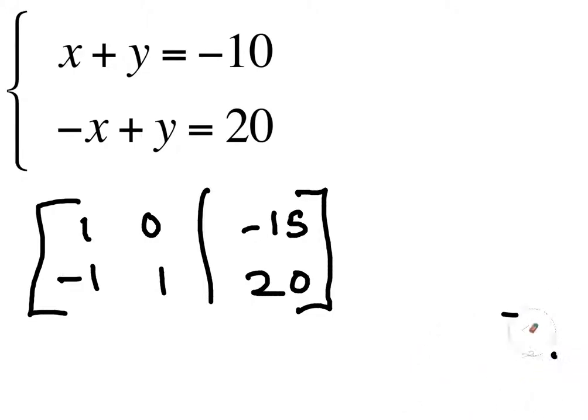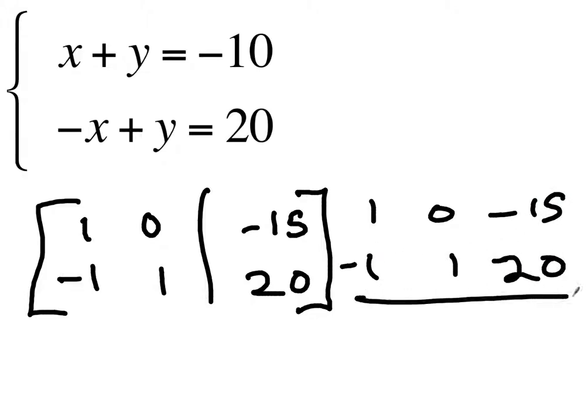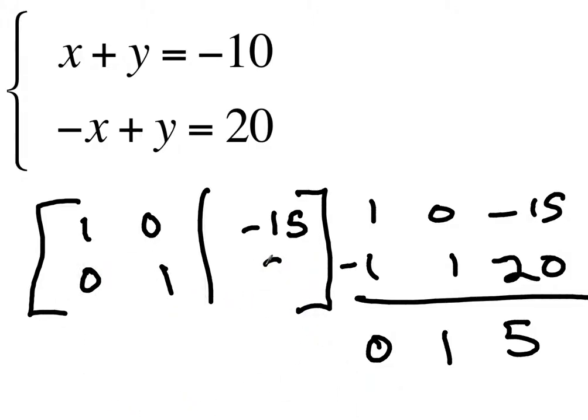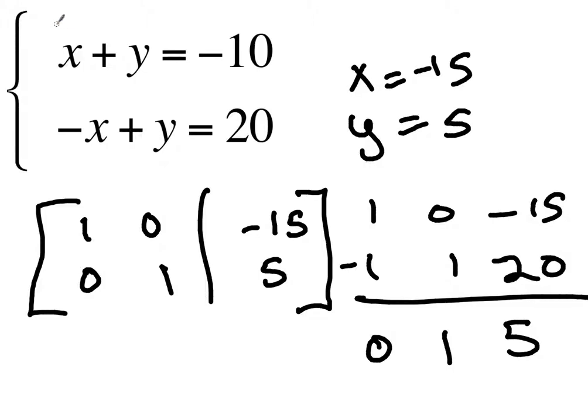Alright, now this bottom row, I really need this to be a 0 right here. And these are already opposite coefficients, so if I just add these two rows together, 1, 0, negative 15 with negative 1, 1, positive 20, then I get 0, 1, 5. I have 0 and 1, which is what I want, and I can just replace this row with 0, 1, 5. So now I have my solutions. x equals negative 15, y equals 5. Let's check it to make sure it works.